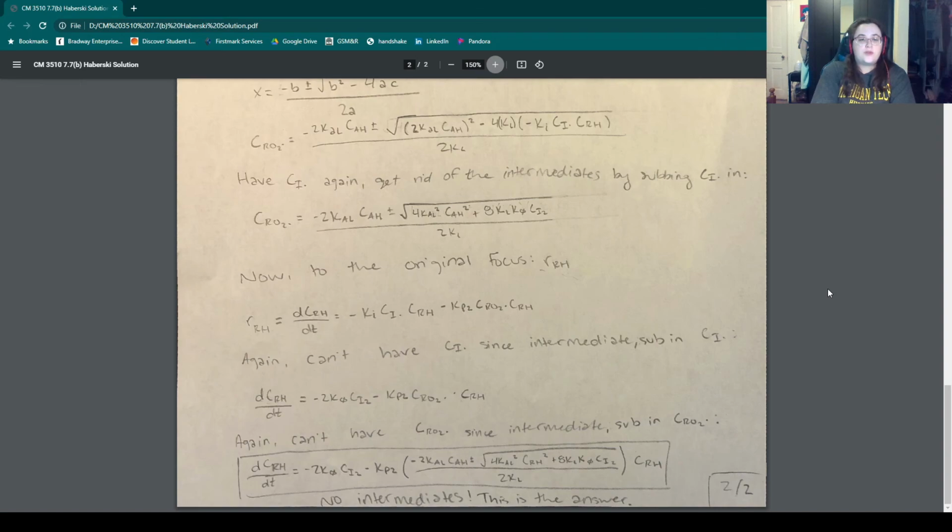So we have to find our rate law, similar to how we found the rate laws for all of our intermediates. Okay, so now that we have our rate law of RH, we notice that we have two intermediates in here. We have the I and RO2 intermediates. We cannot have that, so we're going to sub both of them in. And finally, once we've done that, we don't have any more intermediates in here. So this is going to be our rate law of the degradation of motor oil, boxed below.